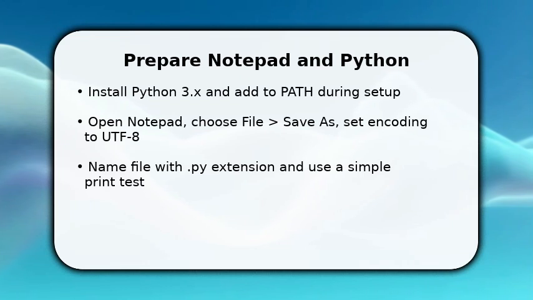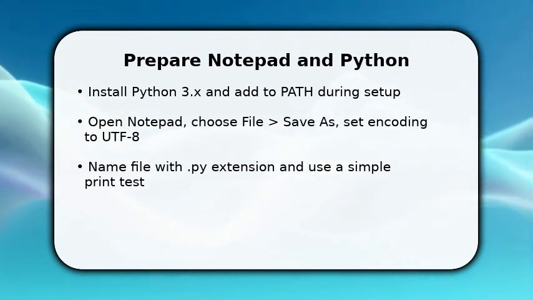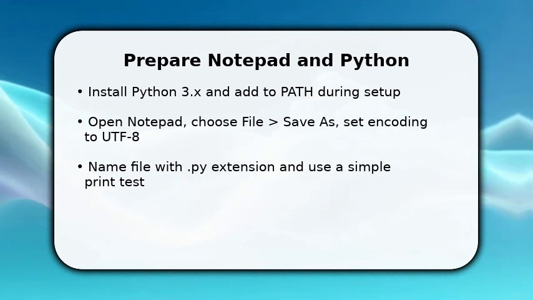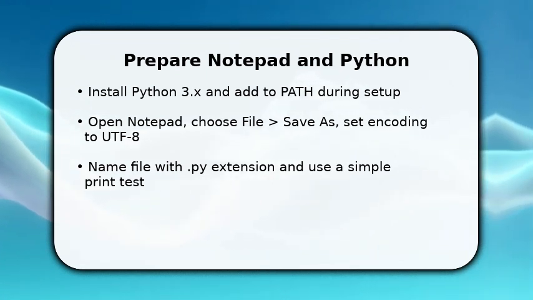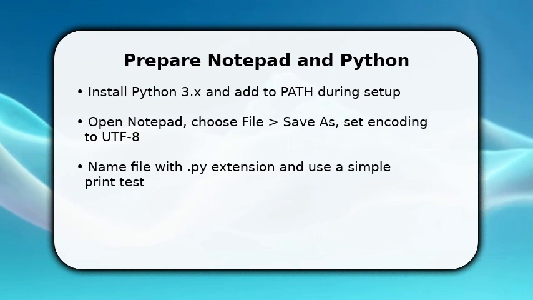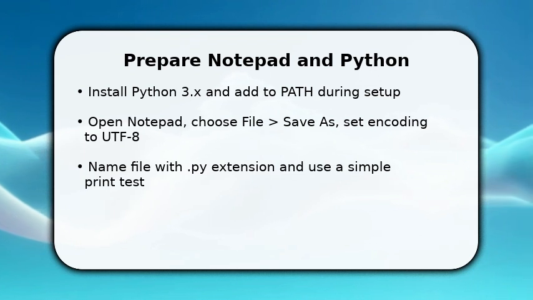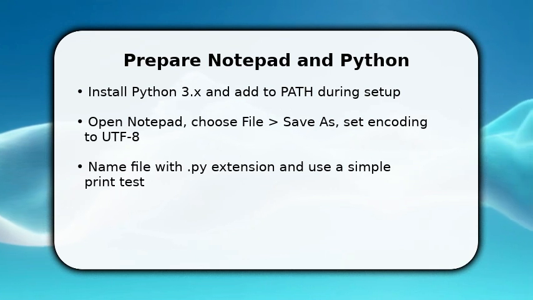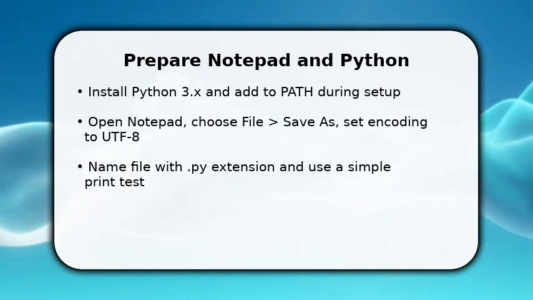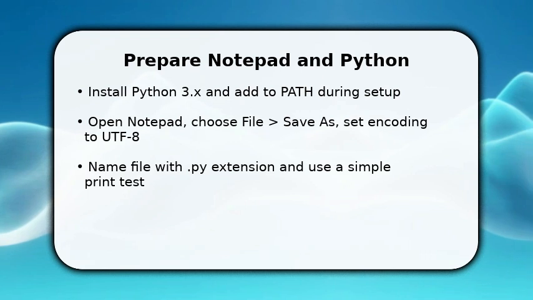You start by ensuring Python 3 is installed and added to your path so the command line recognizes Python. Once done, open Notepad and set encoding to UTF-8 to avoid character issues. Save the file with a .py extension. Write a quick print("Hello") line to test. Why this matters: the .py extension signals the interpreter, and UTF-8 prevents encoding errors when reading text.